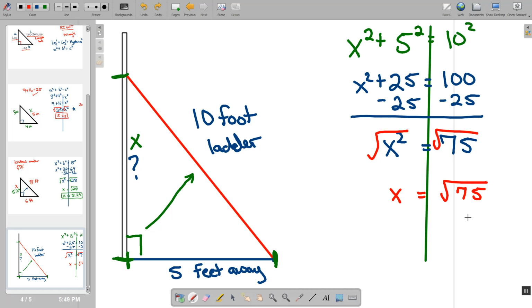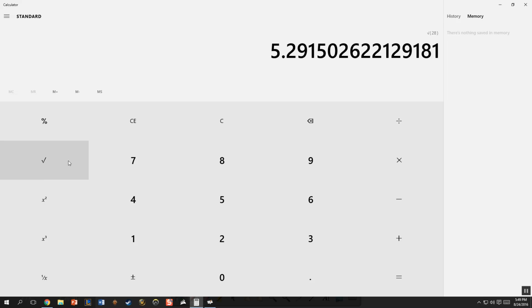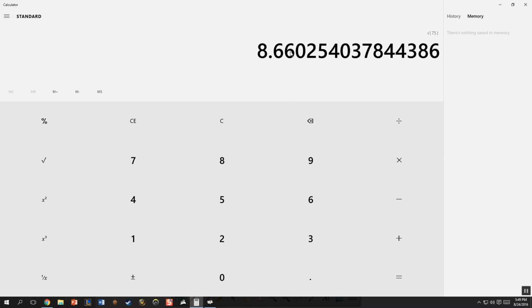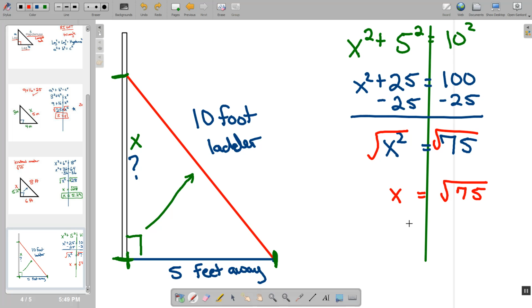This is calculator time. So I clear this out. I do 75, and then I square root. And it's 8.66, or 8 and 66 hundredths. So I type that in. There we go. And we're going to say about 8 and 66 hundredths feet.